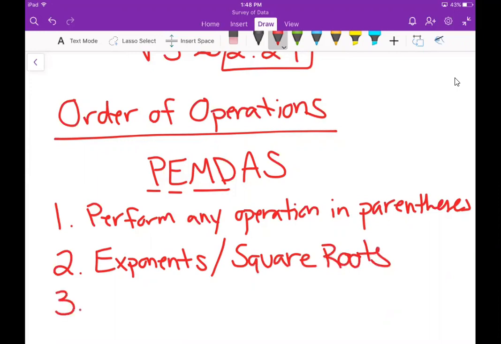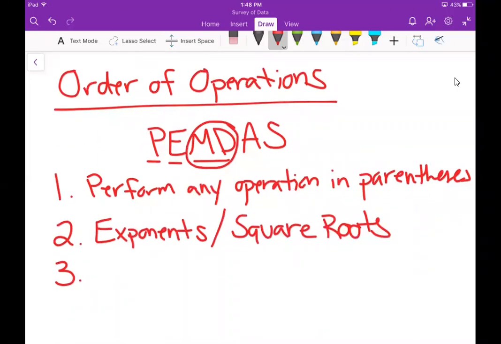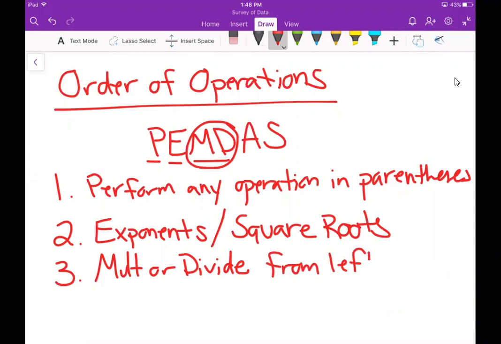The third thing is that multiplication and division come together. So it's not that you're going to carry out all multiplication and then all division. That is wrong. You are going to do any multiplying and dividing. So you're going to multiply or divide, but you're going to do it in order from left to right. So whatever comes first from left to right, so if division comes first, you're going to do that. And then if the next operation is multiplication, then you can do that. Okay, so very important that you do these from left to right.